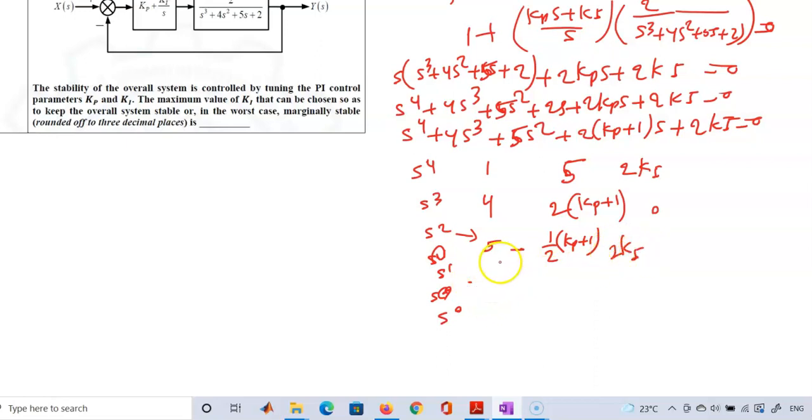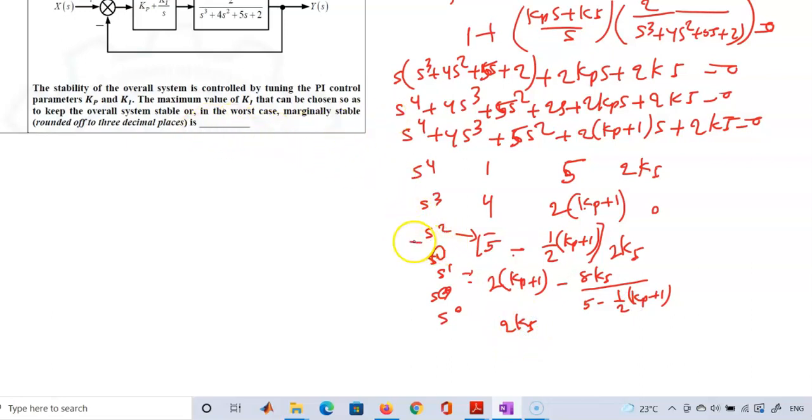For this case, you will have the first row of s1: this into this minus 4 into 2 Ki upon this. So you will have here 2(Kp plus 1) minus 8 Ki, upon 5 minus half (Kp plus 1). And this is your 2 Ki. Simple.